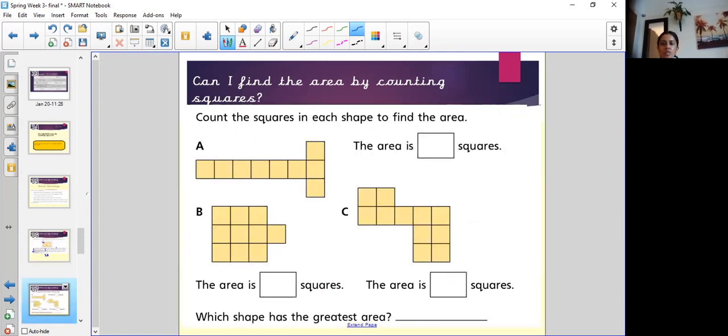So it says count the squares in each shape to find the area. So here's your challenge. You can pause the screen and have a go yourself, and then I'll reveal the answers to you.